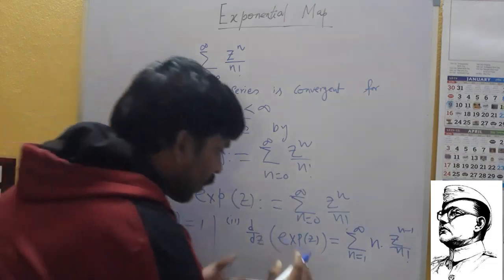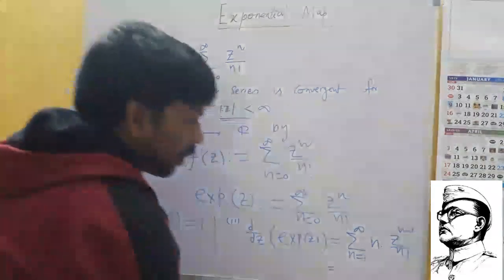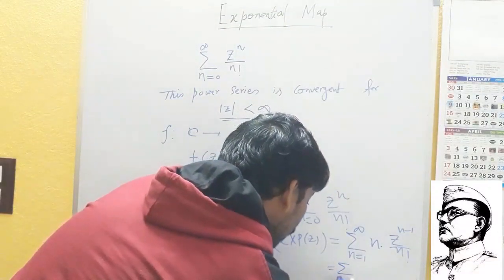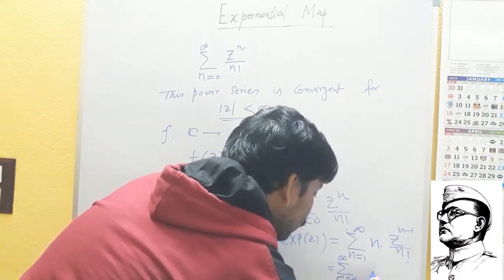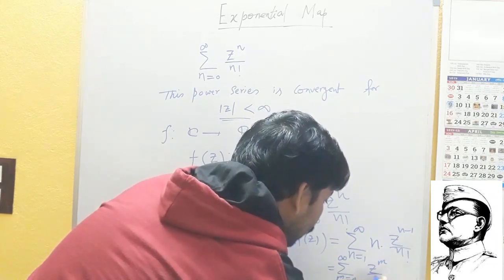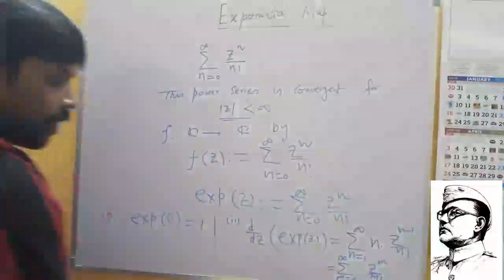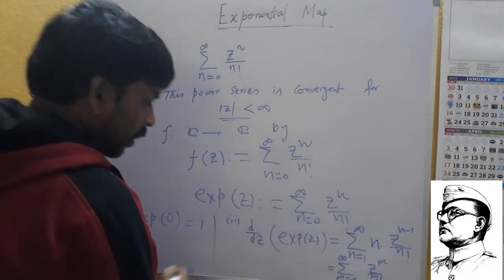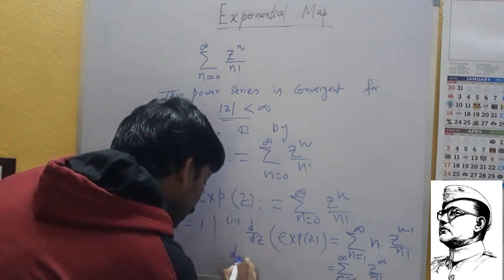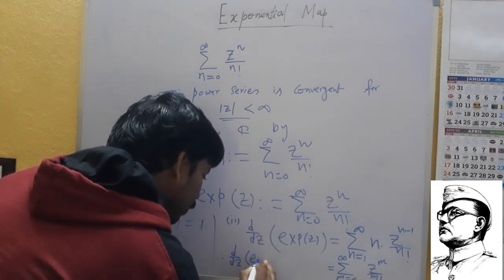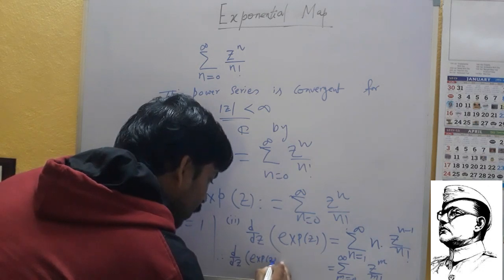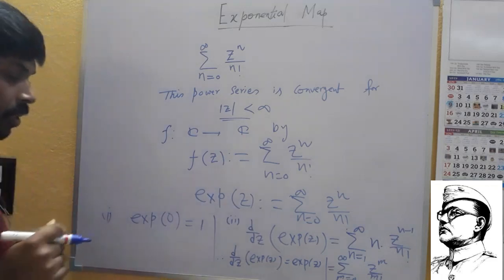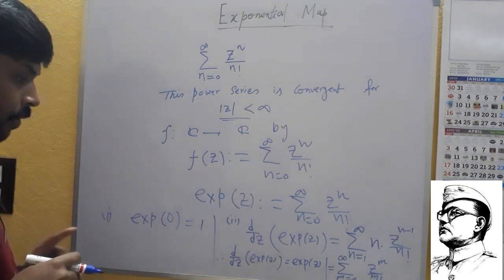After rewriting, if we put n minus 1 equal to m, we get the sum from m equal to 0 to infinity of z to the power m by factorial m, right? This is nothing but the power series of the exponential function. Thus the derivative of the exponential function is the same function. This is a very important property of the exponential function.